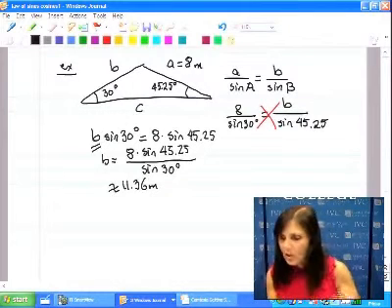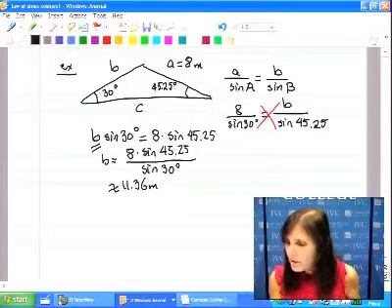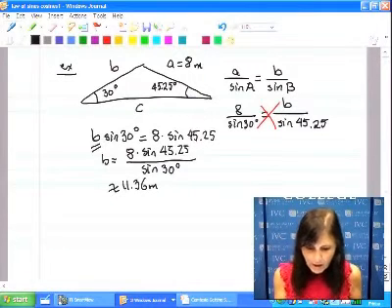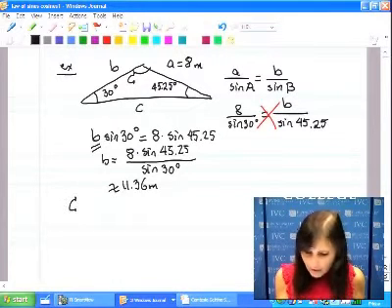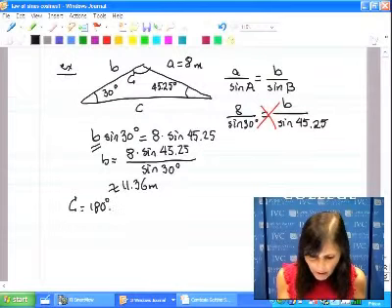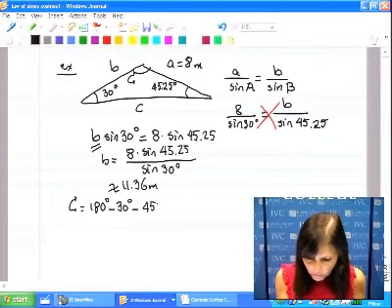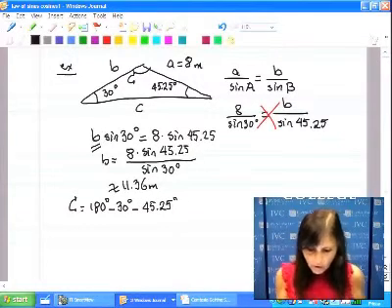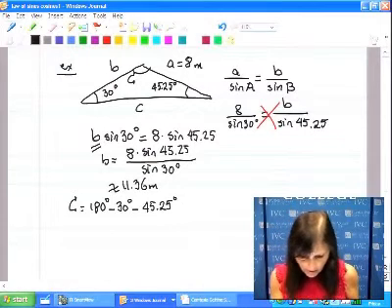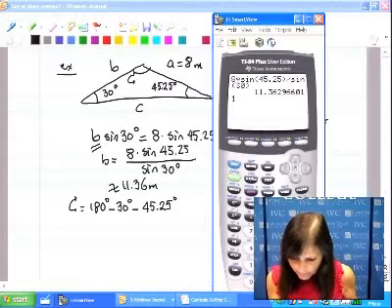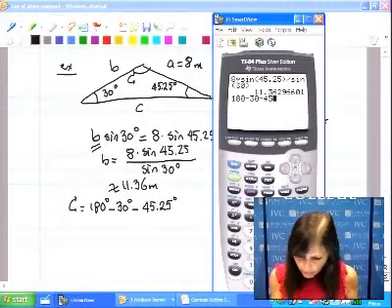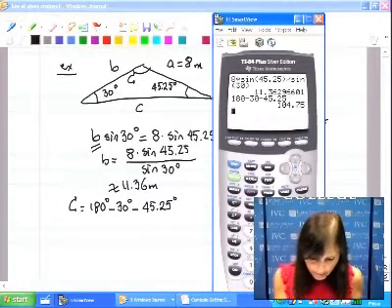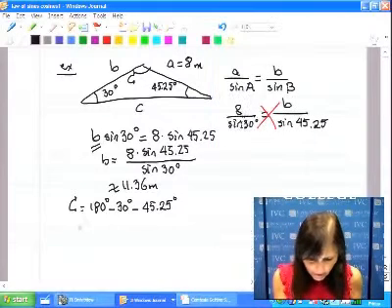Okay, and you can actually continue solving that. You can, for example, get the angle C. You can say, well, the angle C is going to be 180 minus 30 minus 45.25. You can solve for that. So let's go get that. That's going to be 180 minus 30 minus 45.25. That gives me 104.75.